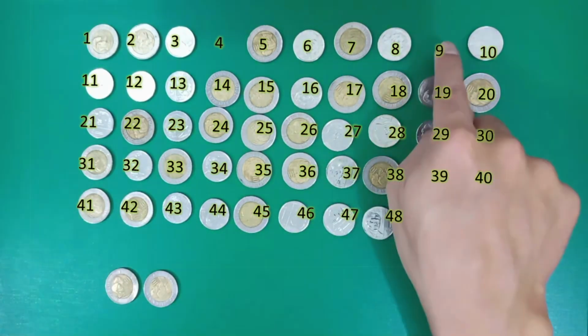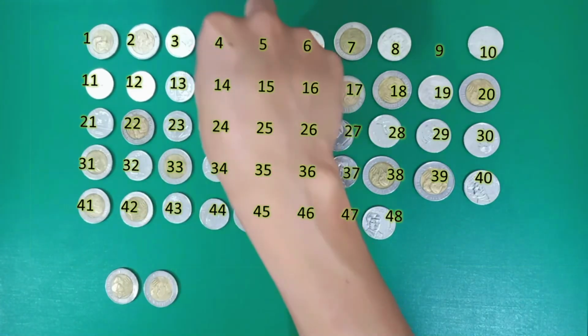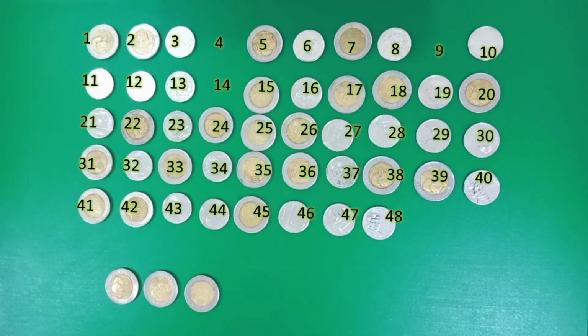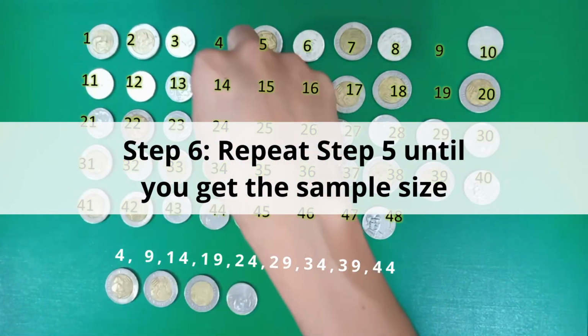We then move 5 positions more, so that's 1, 2, 3, 4, 5. So sampling unit number 14 will be our third sample. We do this until we reach our sample size of 10.